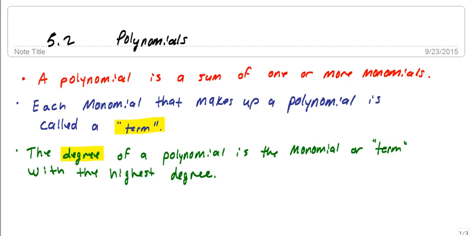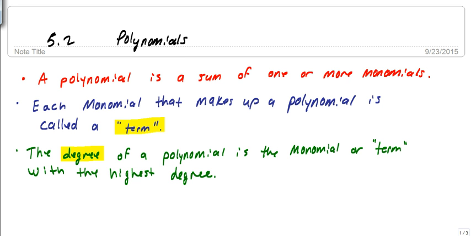So a polynomial is made up of a bunch of monomials, and each one of those monomials is called a term. So I'm not going to refer to them as monomials anymore. I'm going to refer to them as terms. So when I say this polynomial is made up of 3 terms, you know what I'm talking about.